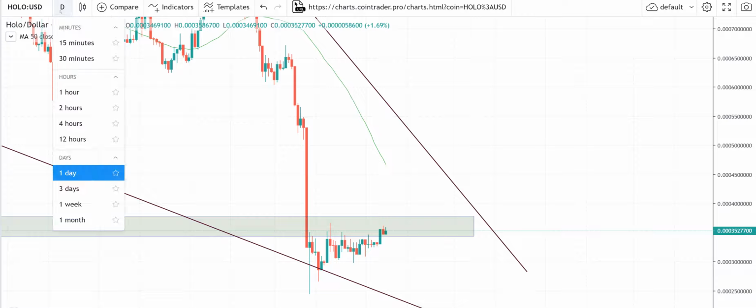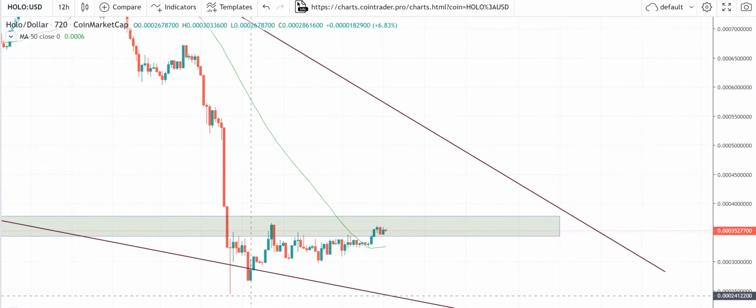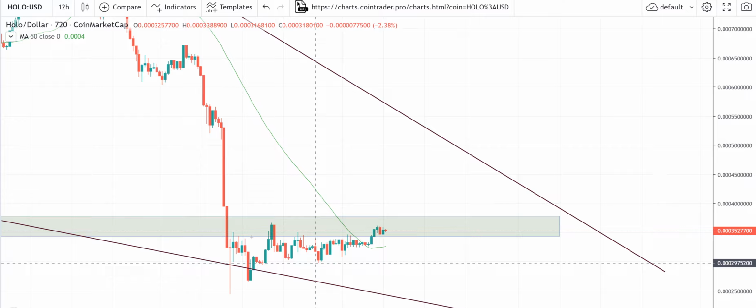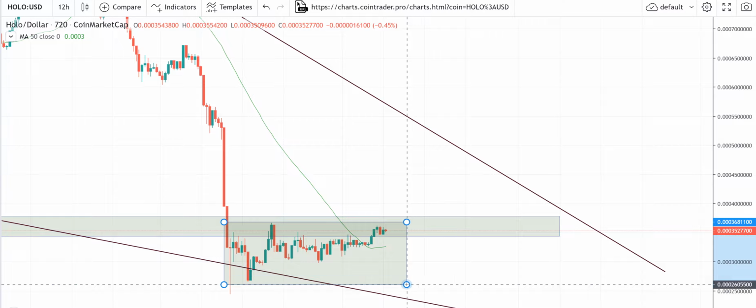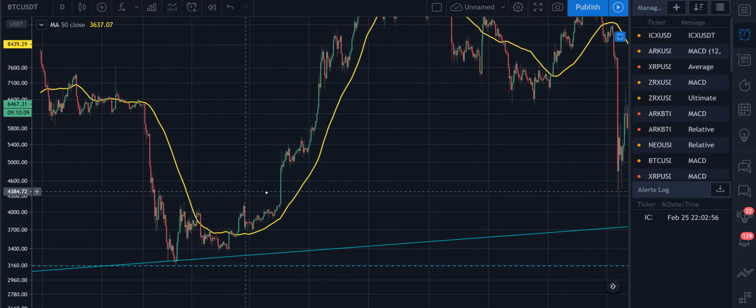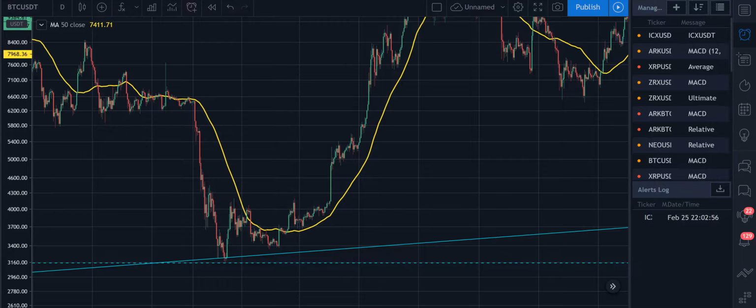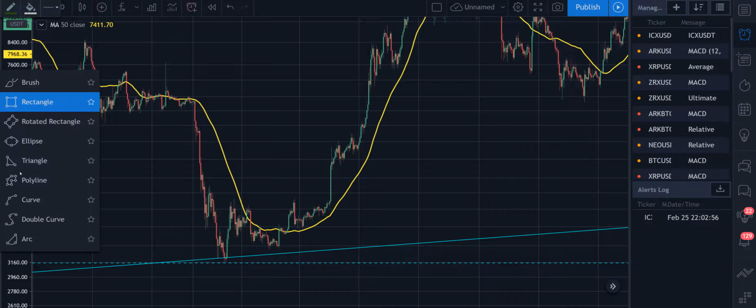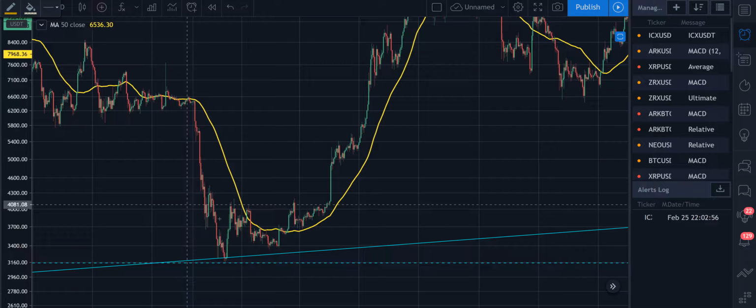If we go down to a lower time frame, like the 12-hour, I want to show you guys the significance of this pattern right over here. All right. So now if we look at the Bitcoin chart, I'm going to show you guys this pattern on another chart. You can see we had pretty much this exact same pattern over here. As you can see, you get like this triangular pattern right over here.